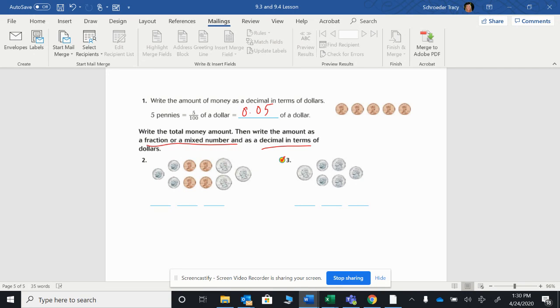So right now I have 3 quarters, which is 75 cents, 85 cents, 95 cents, $1.05, $1.06, 7, 8, 9. So I have $1.09 as a form of money. I have 1 and 9 hundredths as a form of a fraction, and I have 1 and 9 hundredths as a form of a decimal.